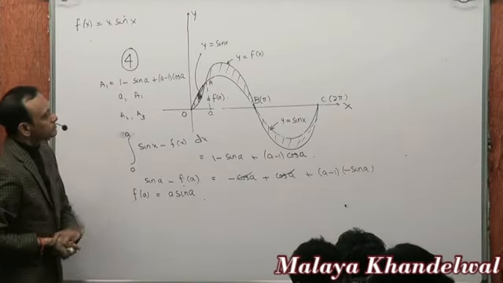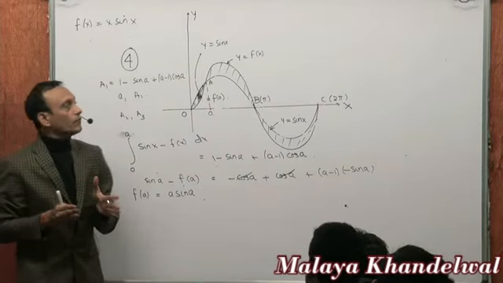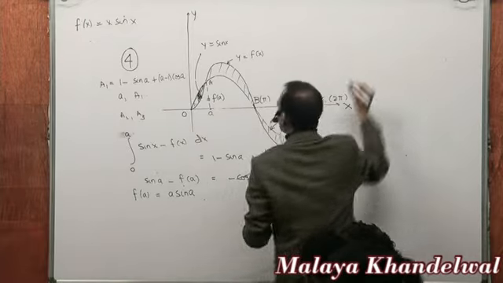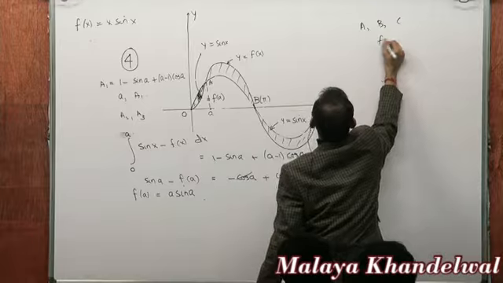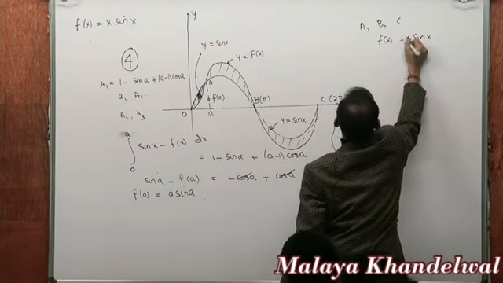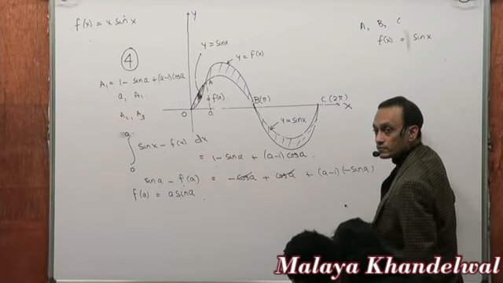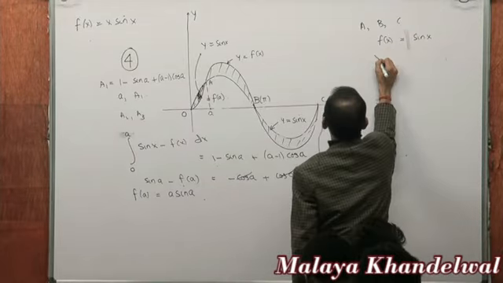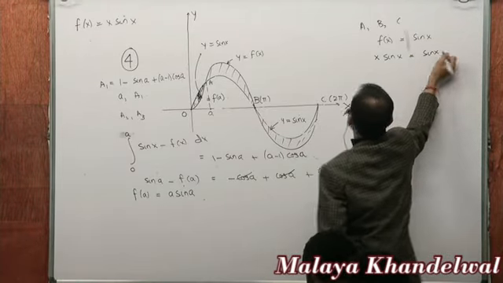Next. A, B, C are points where f(x) and sin x become equal, right? A, B, C are points where the two graphs intersect. That means f(x) becomes equal to x sin x. f(x) becomes equal to sin x, right? The two become equal. But what is f(x)? x sin x is sin x.